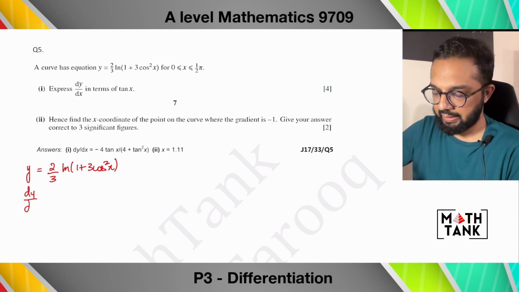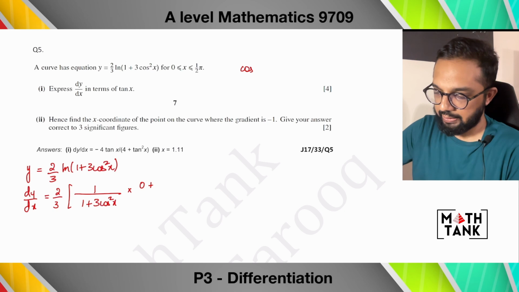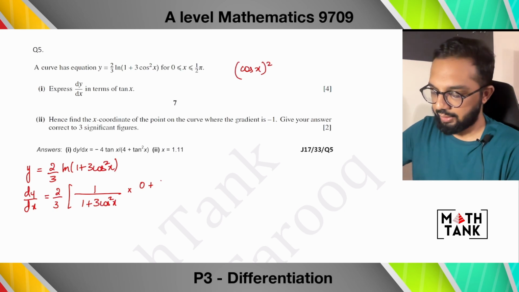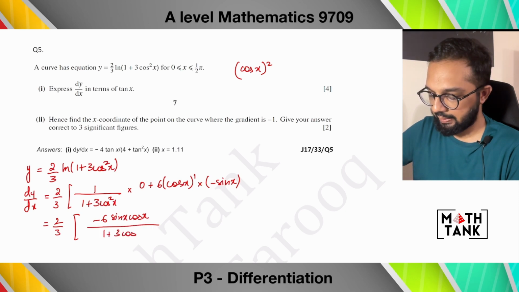So dy by dx gives me, if I keep 2/3 outside, that makes it easier for me, 1 over 1 plus 3 cos square x into 0 plus, now in order to differentiate cos square x, you write it like that, and you differentiate the power first, you get power 1, and then you differentiate what's inside the bracket. So you get 2/3 minus 6 sin x cos x to 1 plus 3 cos square x.